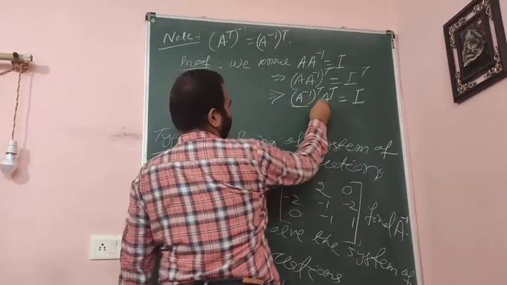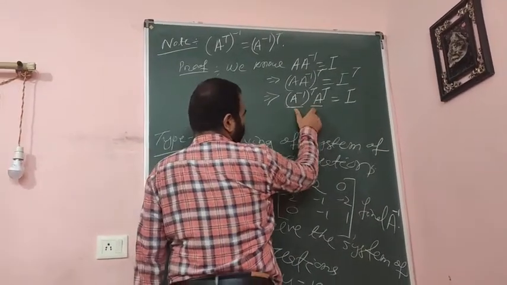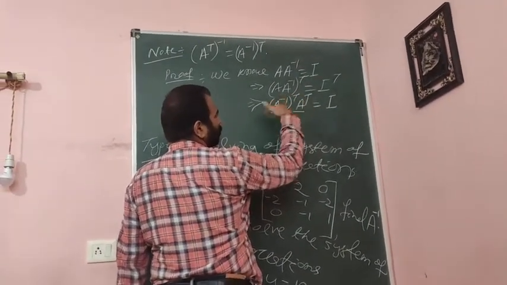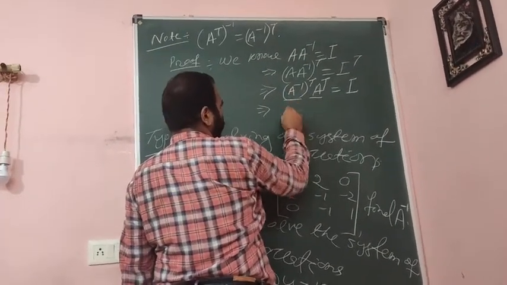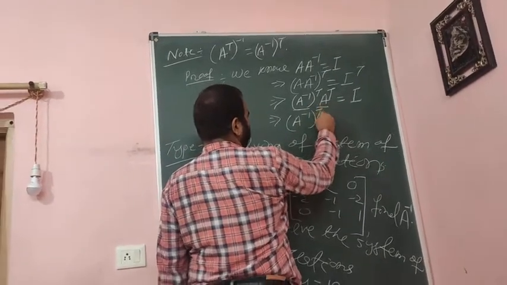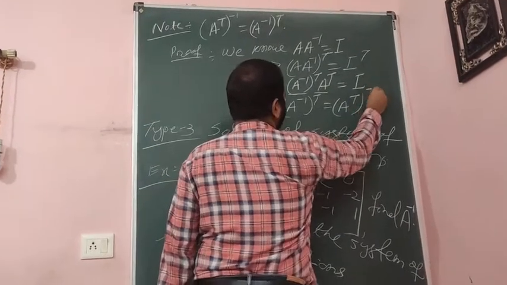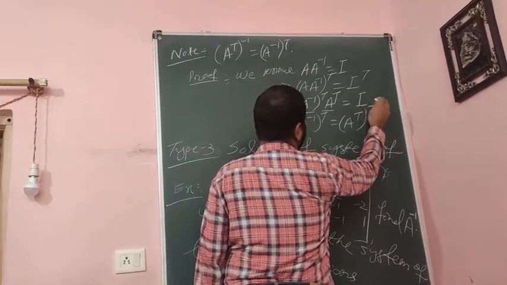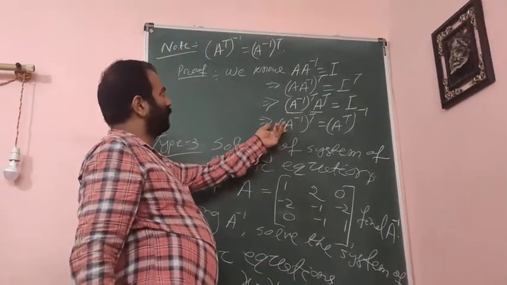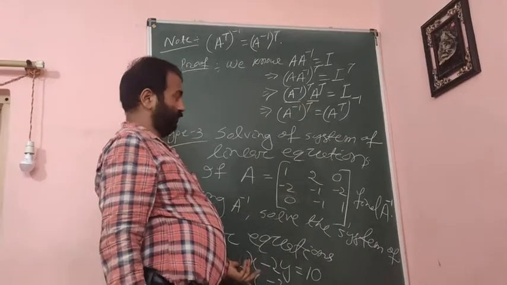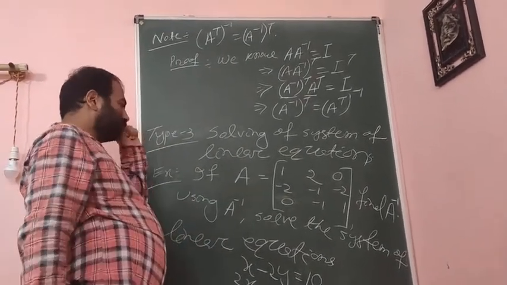You see now the product of these two is equal to I, the identity matrix. If the product of any two matrices is equal to the identity matrix, then one is the inverse of the other. So I can write A inverse whole transpose equal to the inverse of this, meaning A transpose whole inverse. Okay, it is a very important concept. So A inverse transpose equals A transpose inverse. This concept we will use to solve this equation. Okay, so now come to the system of equations.